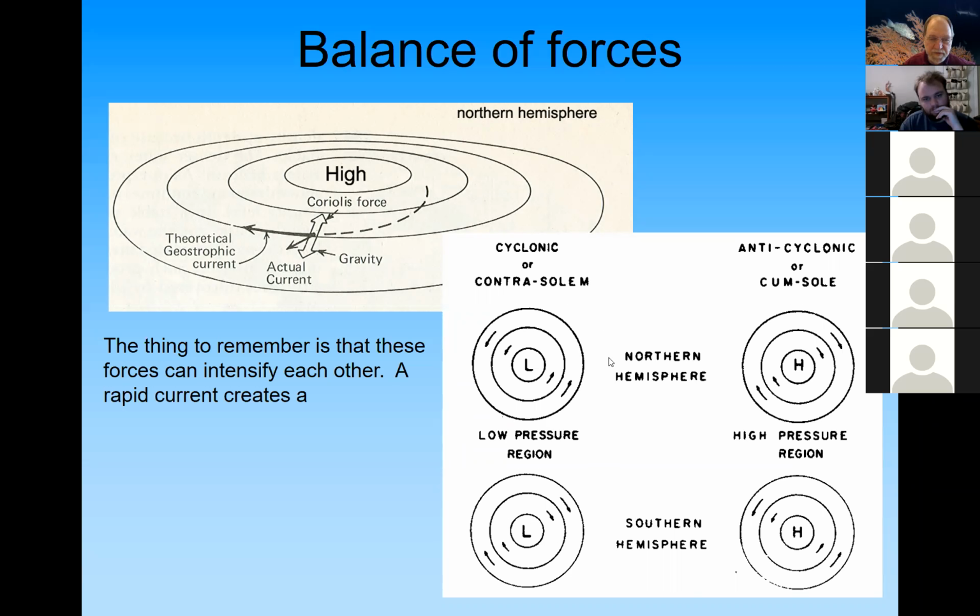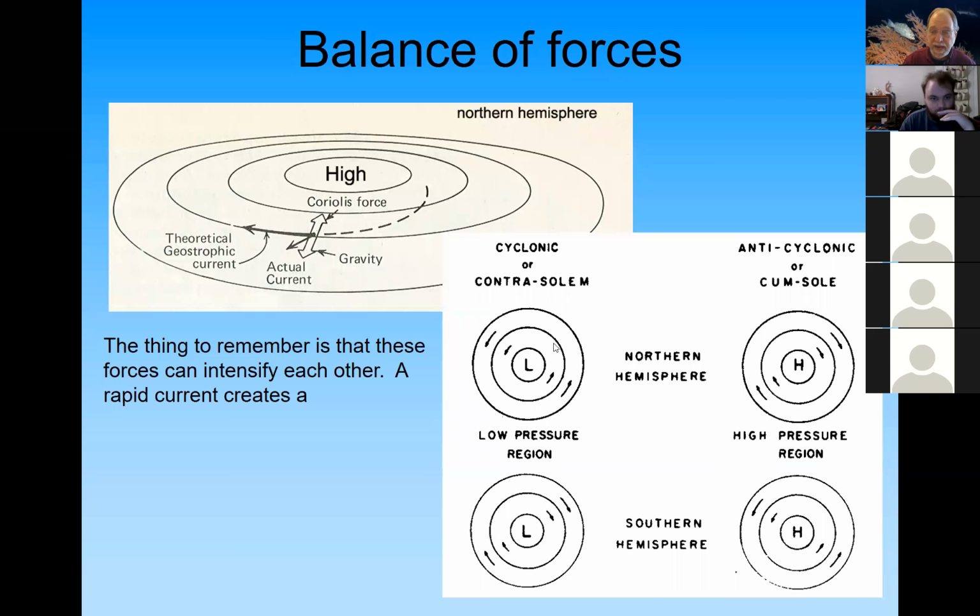Well, if it's flowing downhill to fill that low point in the northern hemisphere, it's going to be deflected to the right. So motion in this direction is going to be deflected to the right. And so that's why around a low pressure region, we tend to get cyclonic, anti-clockwise motion of air.